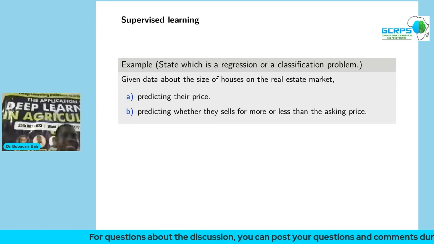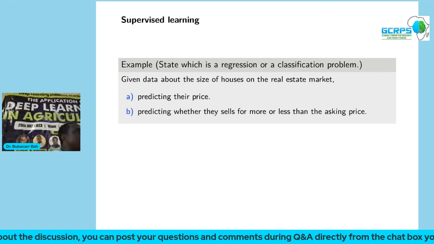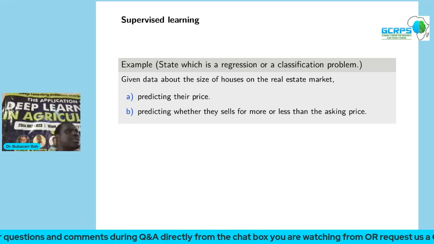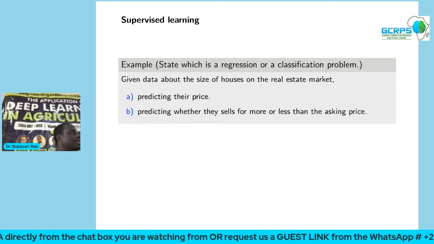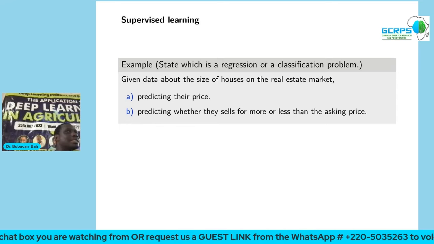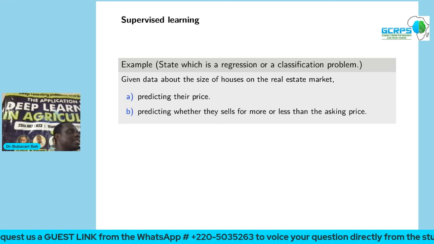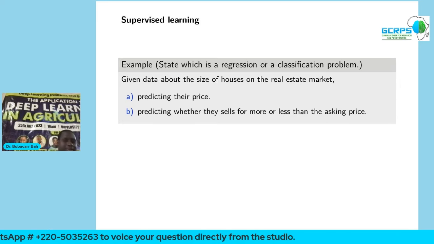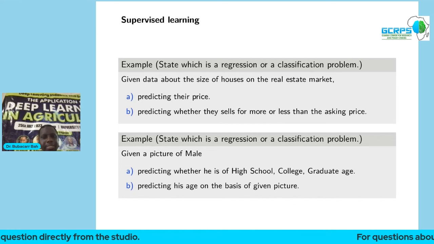Okay, predicting whether these houses will sell for more or less than the asking price, would that be considered classification or regression? Classification, right? So what are the classes here? How many classes are there? Two classes, right? More or less, right? Yes, okay, good. Thank you very much.